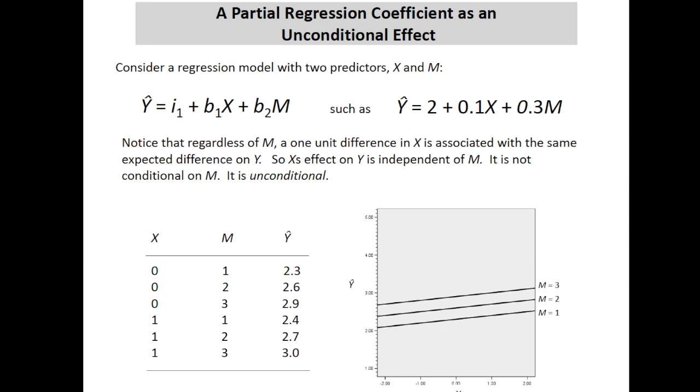The thing to point out here is that regardless of which value of M we choose, a 1 unit difference in X is associated with the same expected difference in Y. So 1 unit meaning a distance of 1 unit on X. Regardless of which value of M you choose, the difference in Y is the same between those two values that differ by 1 unit on X. It makes no difference what value of M you choose. In other words, these are parallel. That's the property of parallelism. It doesn't make any difference which line you pick as you move from left to right. You change by the same amount on the y-axis.